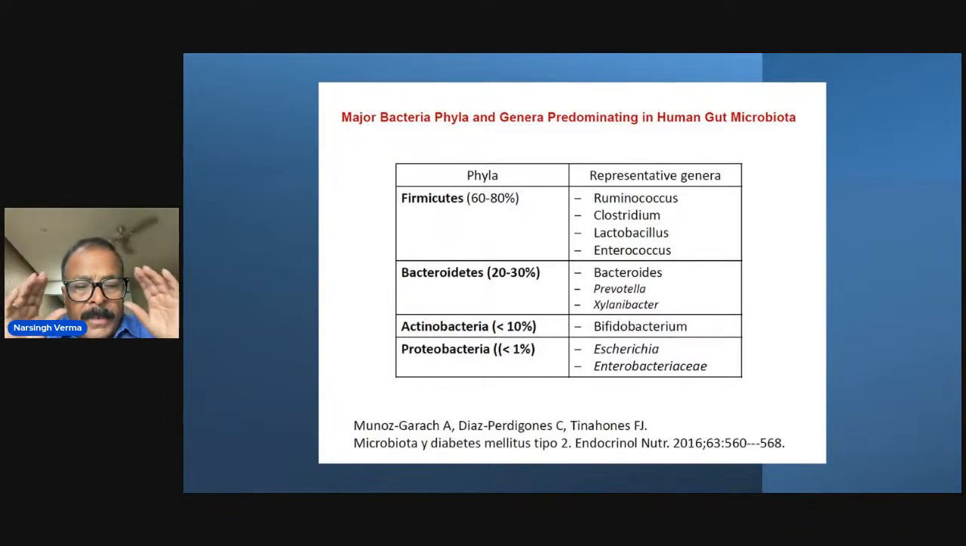Then after that, the Proteobacteria are less than 1%, very few, and basically Escherichia and Enterobacteria are present in the gut. This study has been done over many years to find out the constitution of bacteria in the gut.